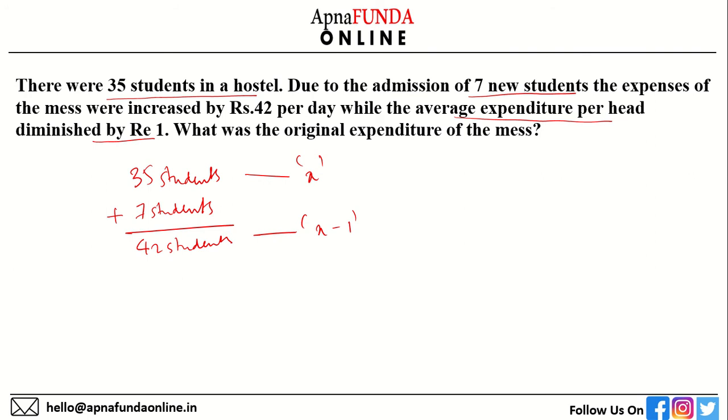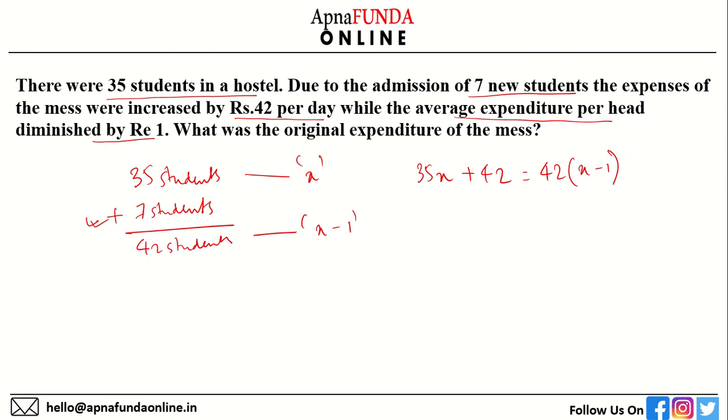How did this happen? It happened for two reasons. Firstly, there were 7 students that got admitted, which led to the mess expenses increasing by rupees 42 per day. Correct. So my final expression is 35x plus 42 is equal to 42 into (x minus 1).